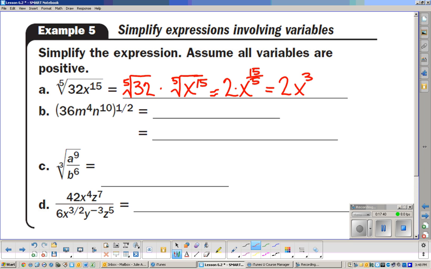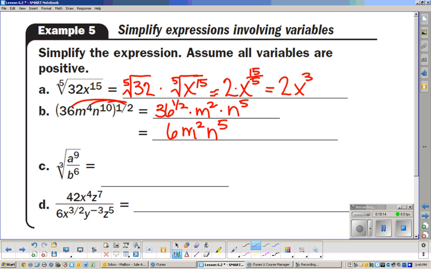Okay, the next one. We have to, first of all, distribute this 1/2 to everything. Don't forget about the 36. So we have 36 to the 1/2. We have m to the 4 times 1/2, which is 2. We have n to the 10 times 1/2, which is 5. That's the first step. Now, what is 36 to the 1/2? 36 to the 1/2 is 6. We already have the m squared simplified. We already have the n to the 5th simplified, and we are done.